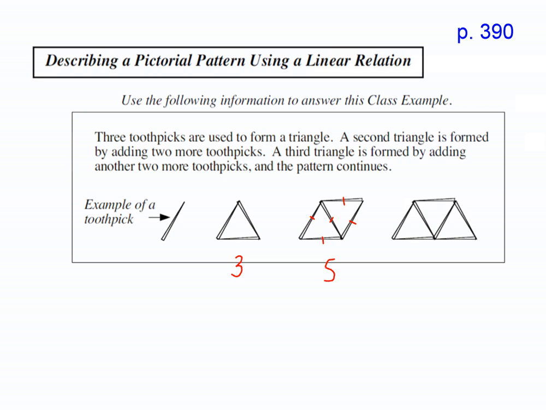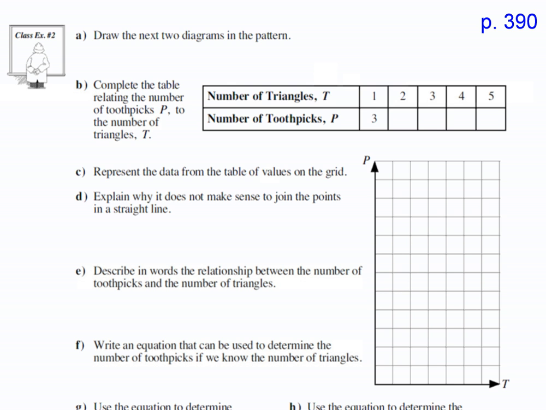Okay, how many for the next? 7? 1, 2, 3, 4, 5, 6, 7. How many more are we adding each time? 2. So we're starting with 3 and then we have to add 2 each time. Okay. So we have this chart. Complete the table. So 1 is 3, 2 was 5, 3 was 7. What would 4 be then? 9 and 5 would be 11. We need to add another 2 toothpicks to make another triangle. So we already use an existing side.